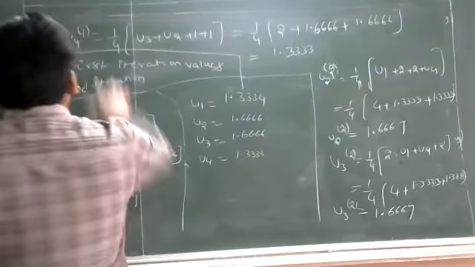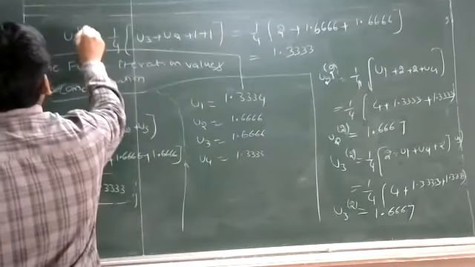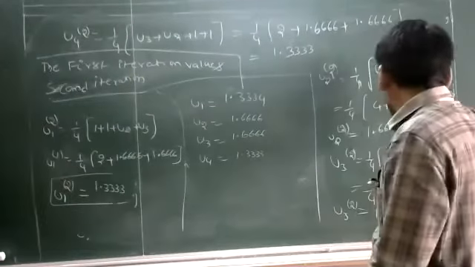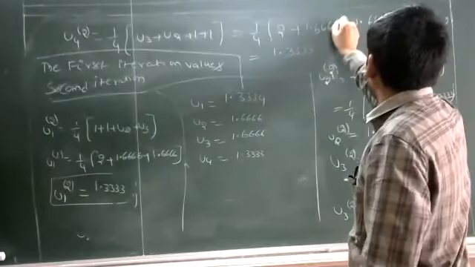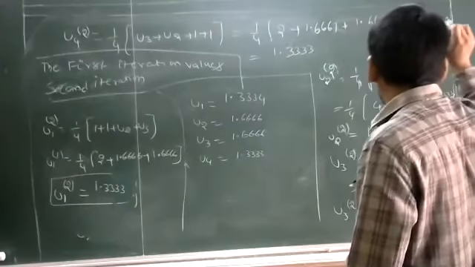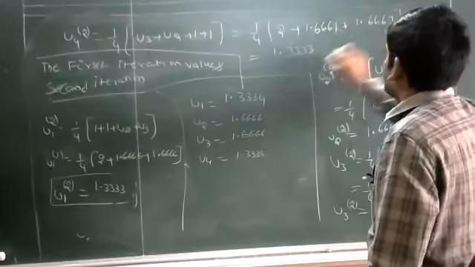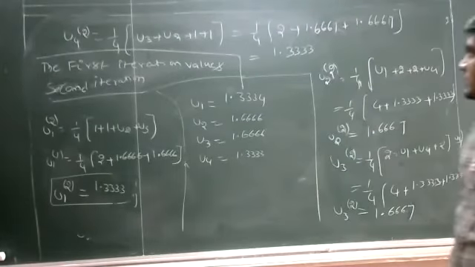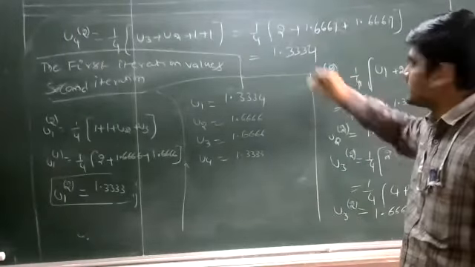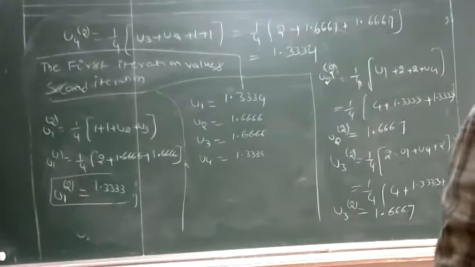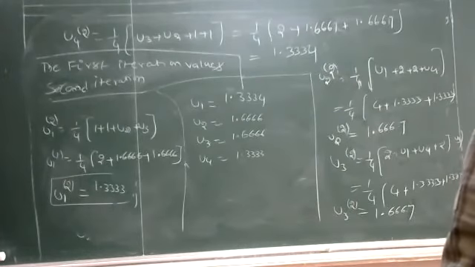Next, u4 at 2. Right. So same formula. What is u3? 1.6667. Yes. What is u2? 1.6667. Yes. What is the final answer? 1.3334, sir. 3334. Yes, very good. 1.3334. No problem.